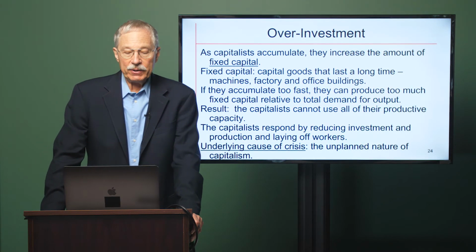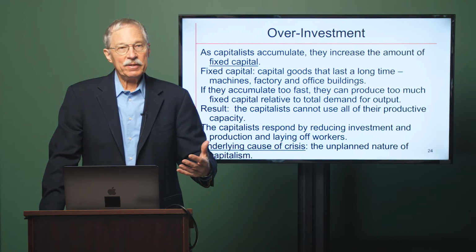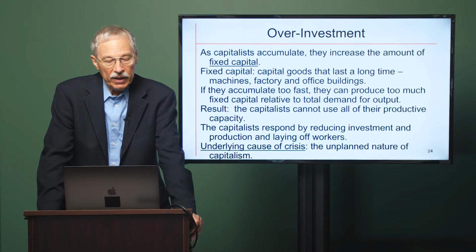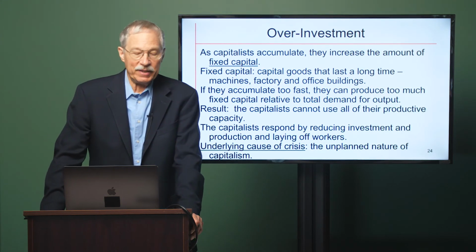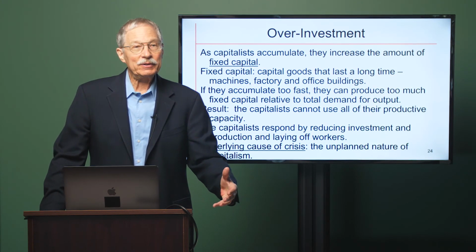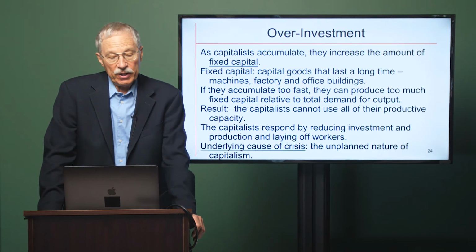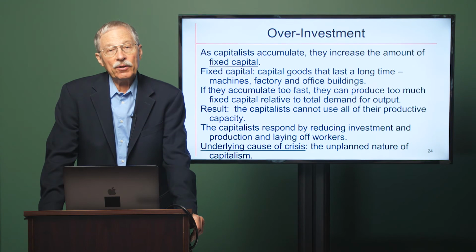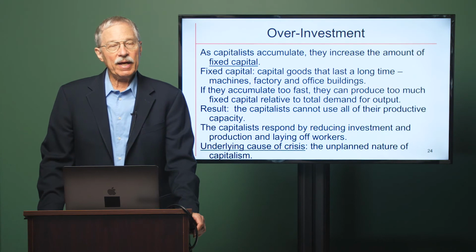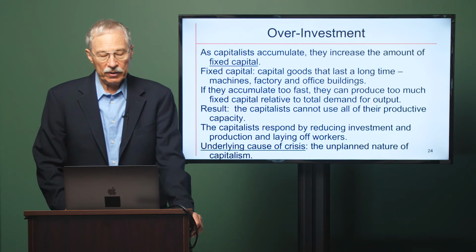As a result, the capitalists find they cannot use all of their productive capacity that exists in the amount of machines they have, the size of the buildings they have, and the capitalists respond to this overcapacity by reducing investment. Why should they invest and increase their capital goods, their fixed capital, if they've already got too much? So they reduce investment and production, they lay off workers. The underlying cause in this case is the unplanned nature of capitalism, that capitalists cannot know how much they'll be able to sell in the future when their investments bring fruit.